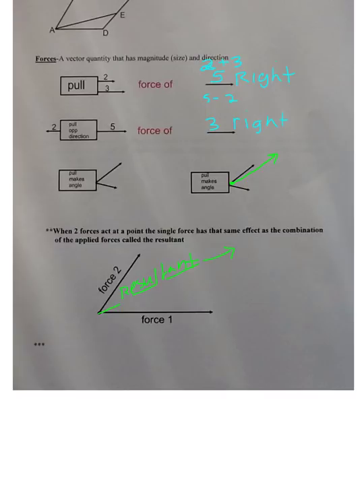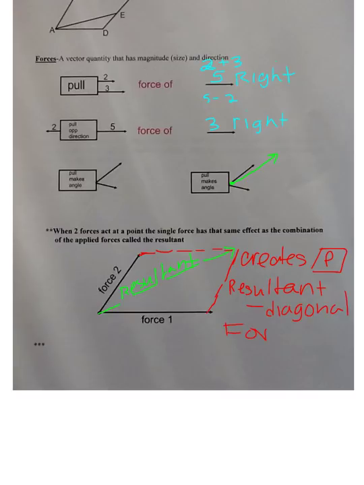Now, what's important about this is that this actually creates a parallelogram. So if I take this force here, force 2, and I bring it over to the right and then drop it down here, notice I just created a parallelogram. And what's the resultant? The resultant is the diagonal of the parallelogram. And what are the forces? The forces are the sides of the parallelogram.